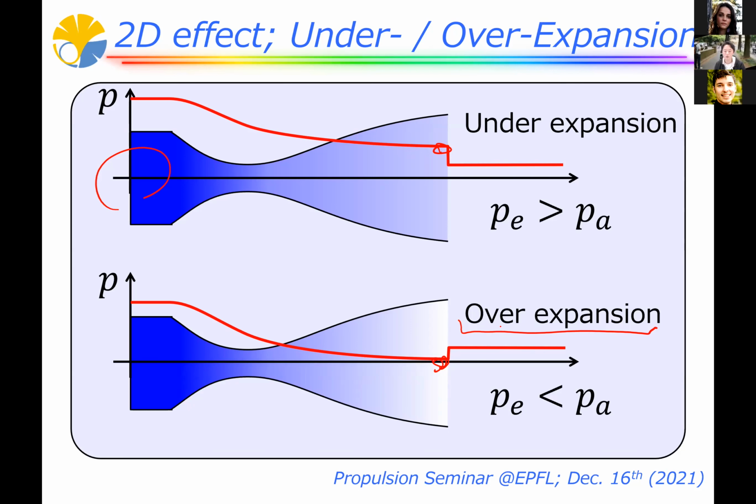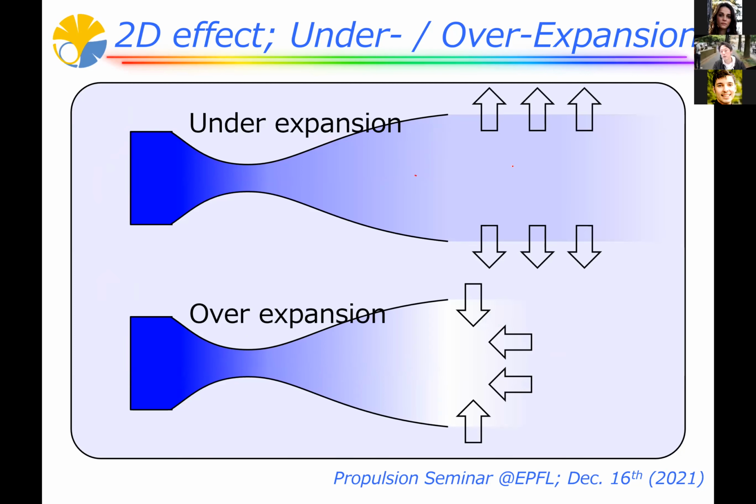And what happens in these two cases? The flow is coming like this. In the case of under expansion, this region has higher pressure than ambient. Then this flow tends to expand to the surroundings, as shown by these arrows. In this case, it's not a big problem. But the problem is the second case, the overexpansion case. In this case, here, pressure is lower than the ambient.